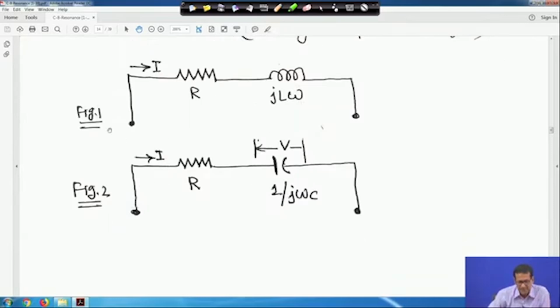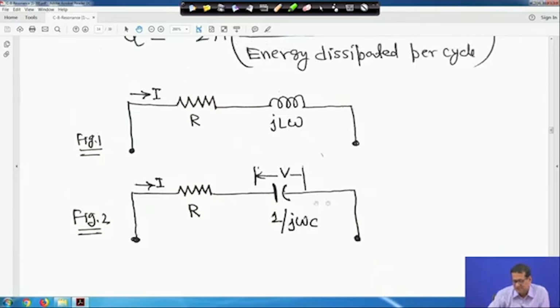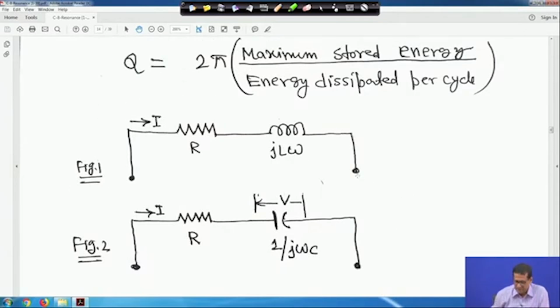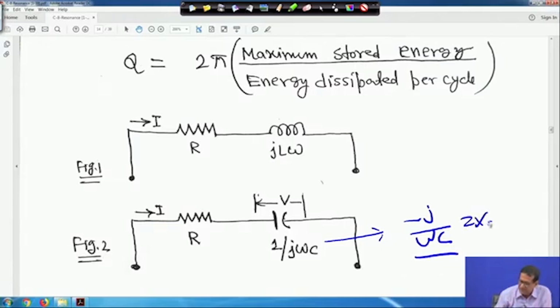Similarly, in figure 2, it is a capacitive circuit with resistance R, and current I is flowing. The capacitor impedance is 1 upon j omega C, which means it is minus j by omega C. This is your XC and this is your XL, where XL is equal to j omega L and XC is equal to minus j upon omega C. So, separately we are considering them.